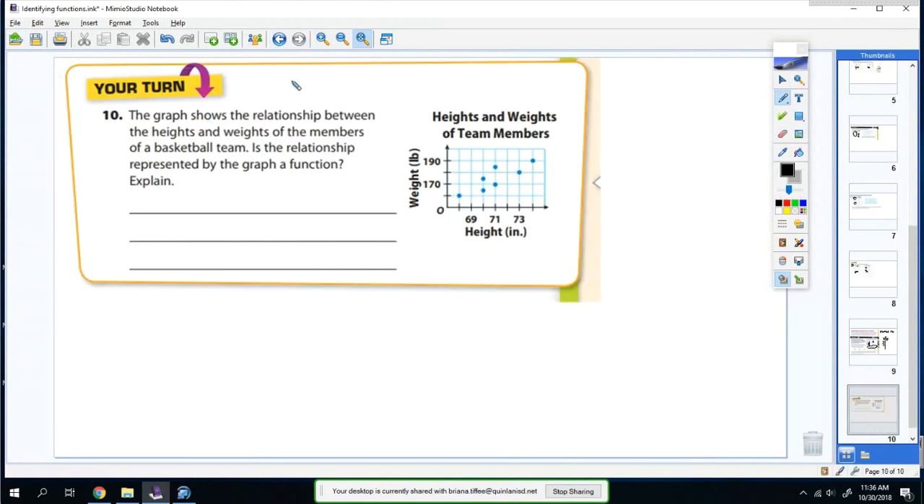Okay, tell if the graph of the relationship between the heights and the weights of the members of the basketball team is a function. Well, it does not pass the vertical line test because these are on top of each other. You have multiple x's that equal the same thing. All right, that's it. And we'll talk more about this, and we'll practice more on Friday. It's just a quick lesson over functions.